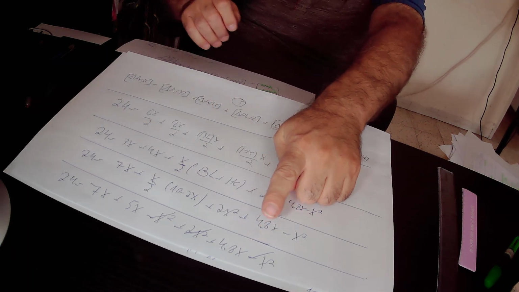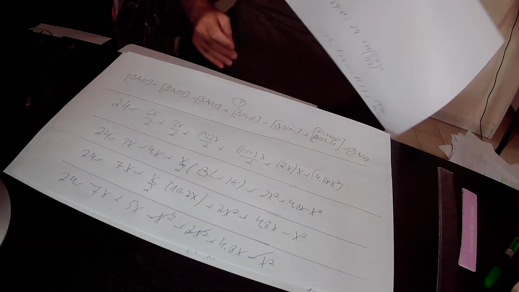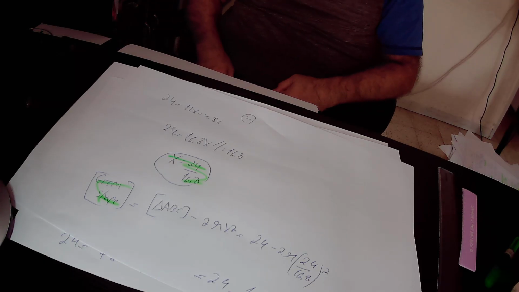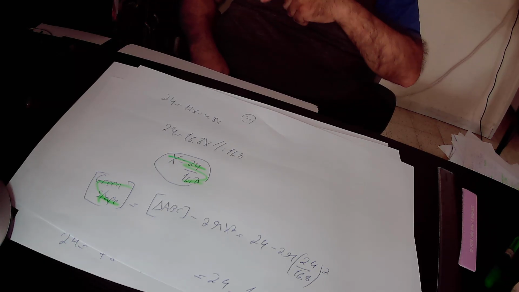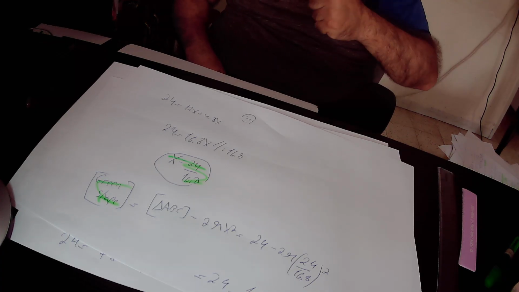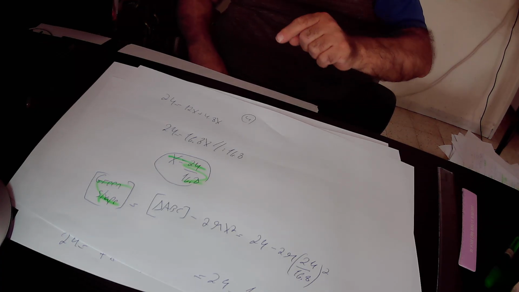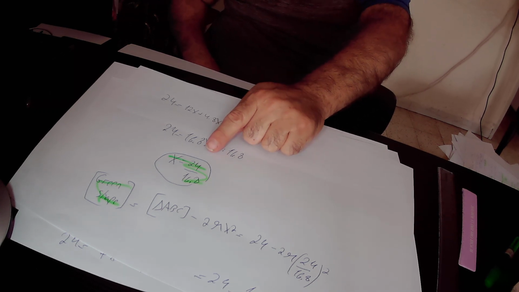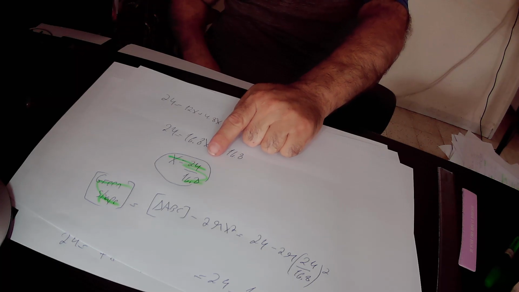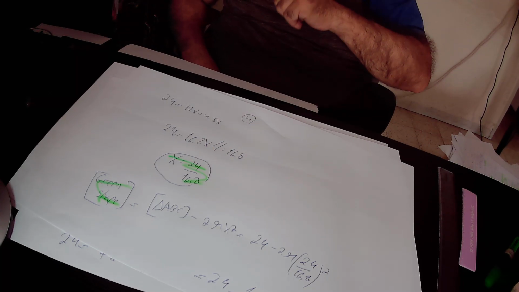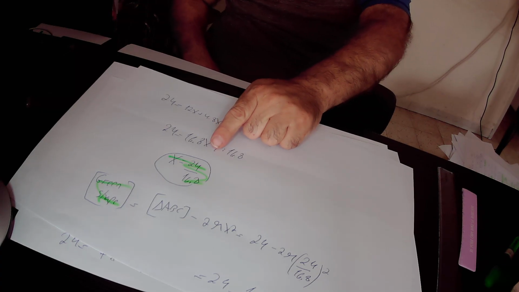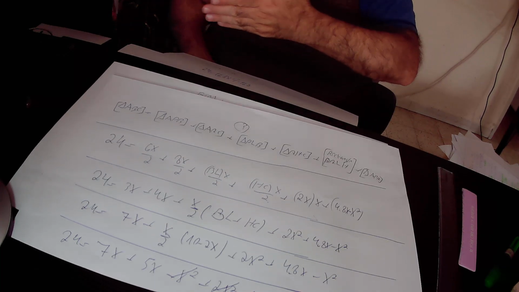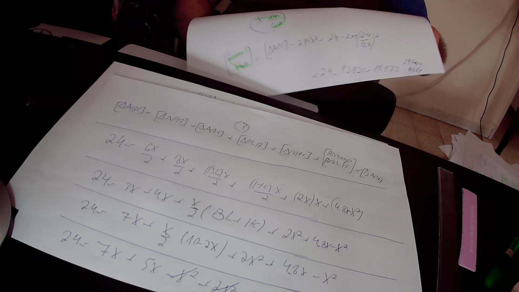So in total, 24 equals 12x plus 4.8x. 12x plus 4.8x is 16.8x. So 24 equals 16.8x. Here we divided this equation by 16.8, and finally found that x equals 24 over 16.8 units in size. So we did all this hard work in order to find the value of x. Okay.